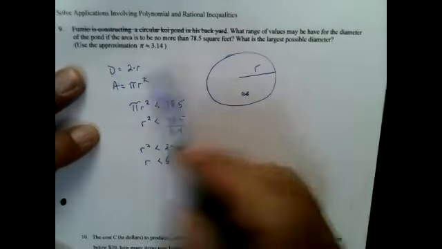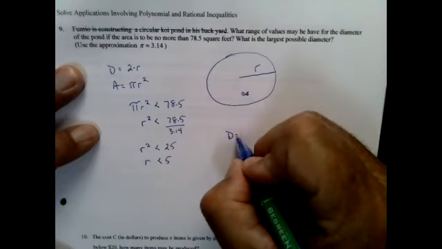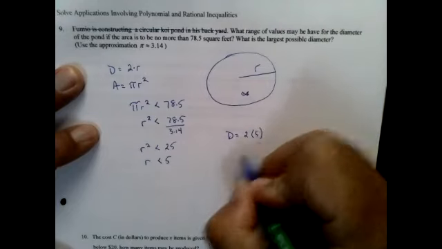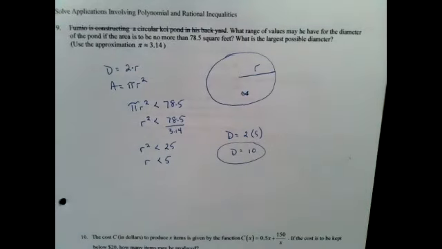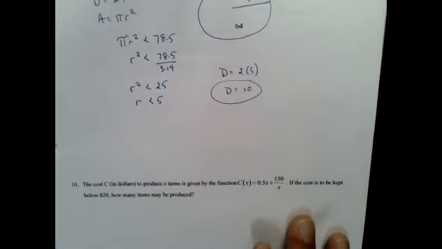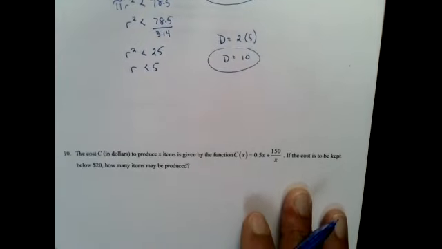What is the largest possible diameter? Diameter equals 2 times that 5. Diameter equals 10. No more than 10 feet across. Yeah, it wasn't so bad.